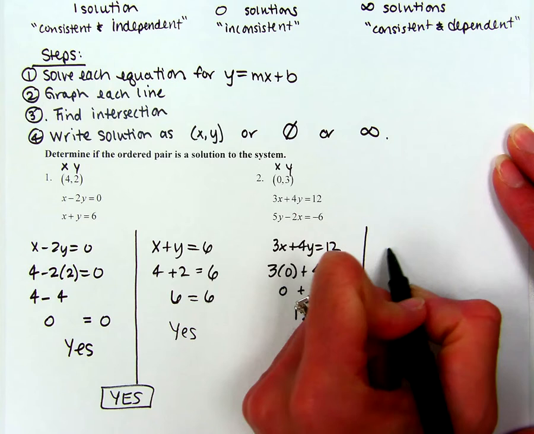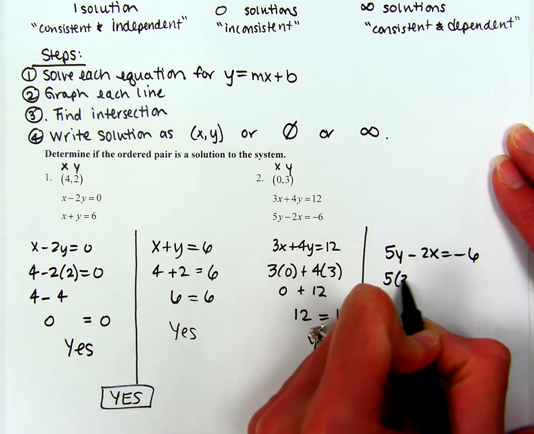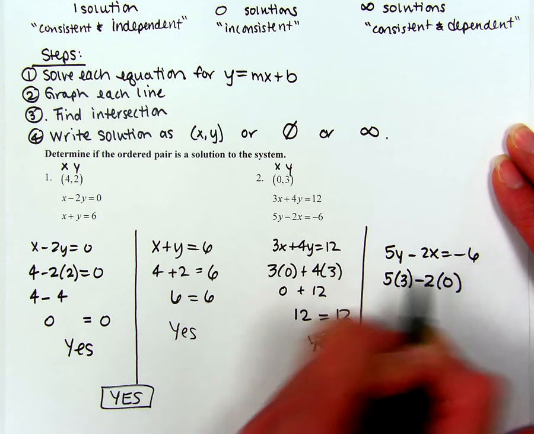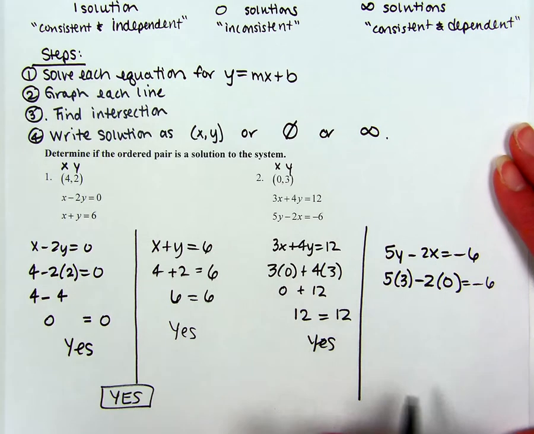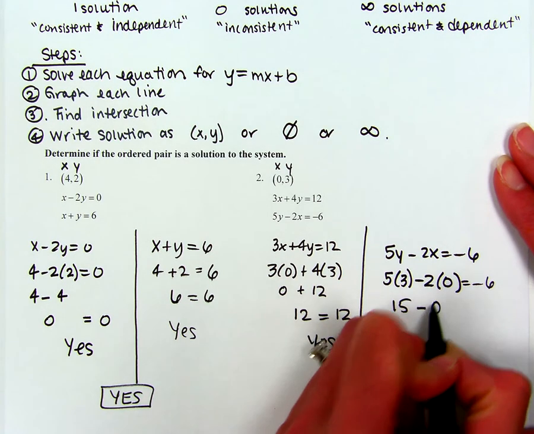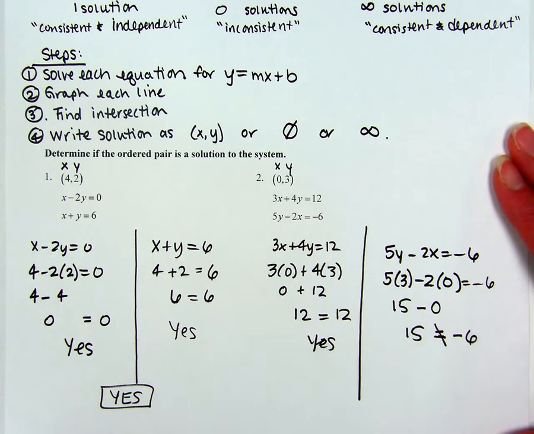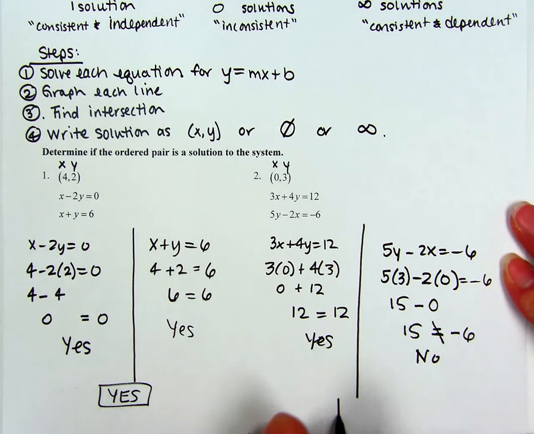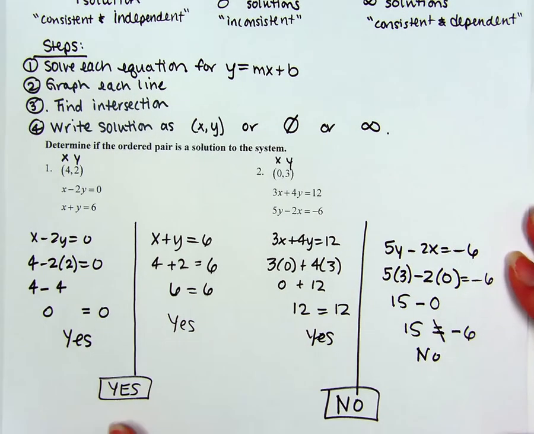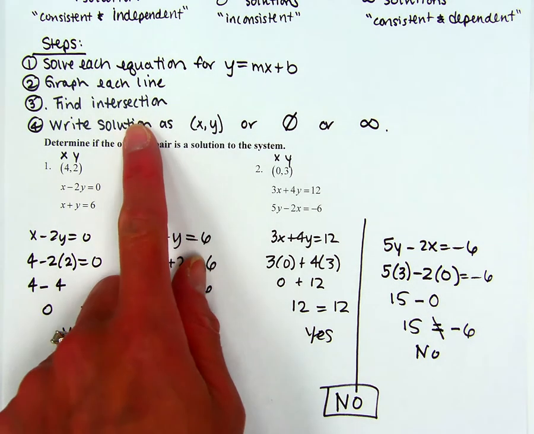Now I'm going to check to see does it work in the second equation. So I've got 5 times 3 minus 2 times 0. Notice your y is here and your x is here. And we're going to see if it equals negative 6. So we have 15 minus 0. That's 15. Well, that obviously does not equal negative 6. So this is not a solution of the second equation. Since it doesn't work in one of them, it is not the solution to the system. All right, flip over to the other side. So now we're going to graph using these steps.